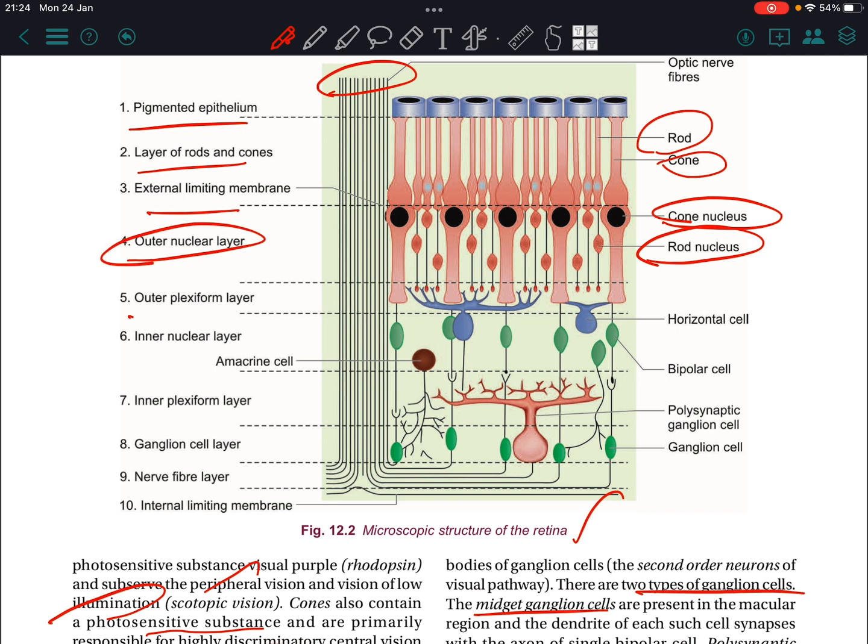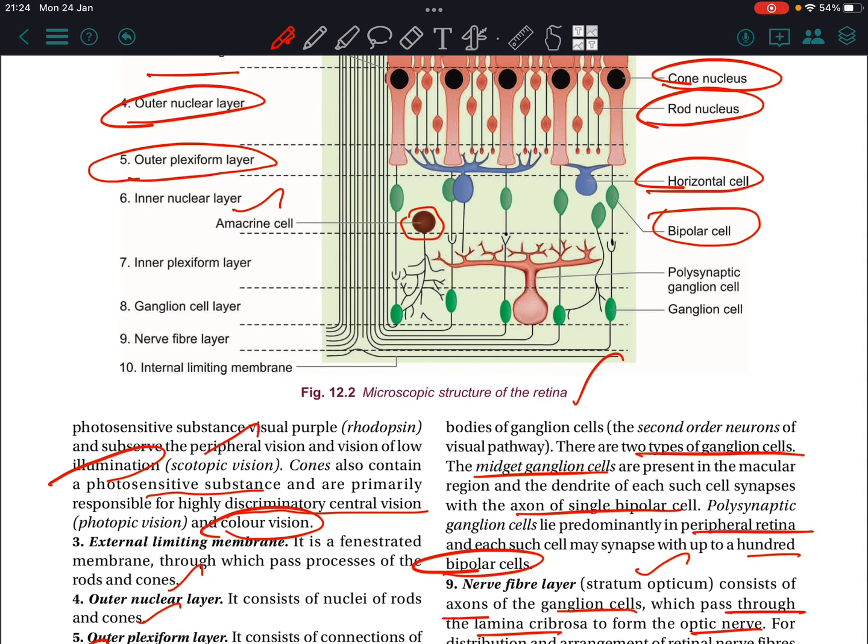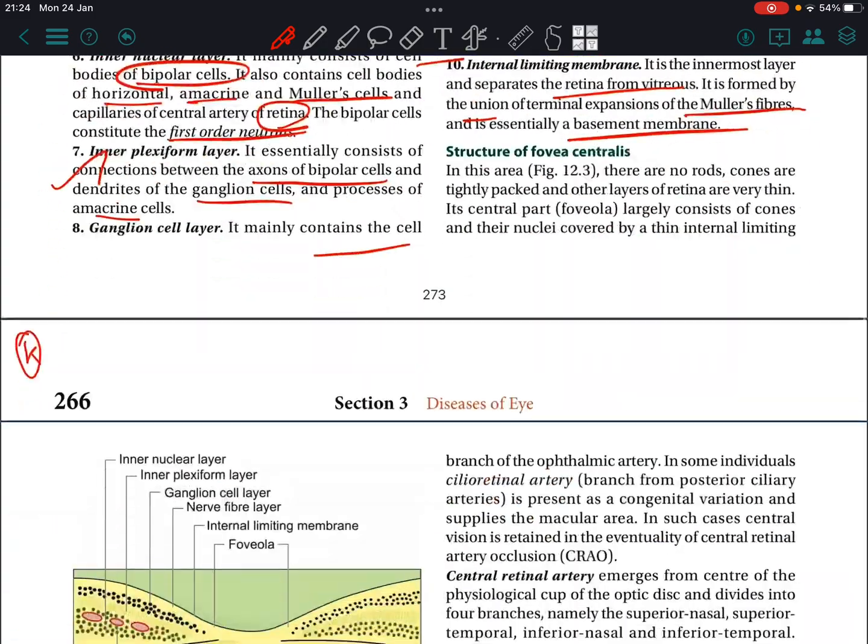Outer nuclear layer, outer plexiform layer, inner nuclear layer, amacrine cell, horizontal cell, bipolar cell, polysynaptic ganglion cell, inner plexiform layer, ganglion cell layer, nerve fiber layer, internal limiting layer.